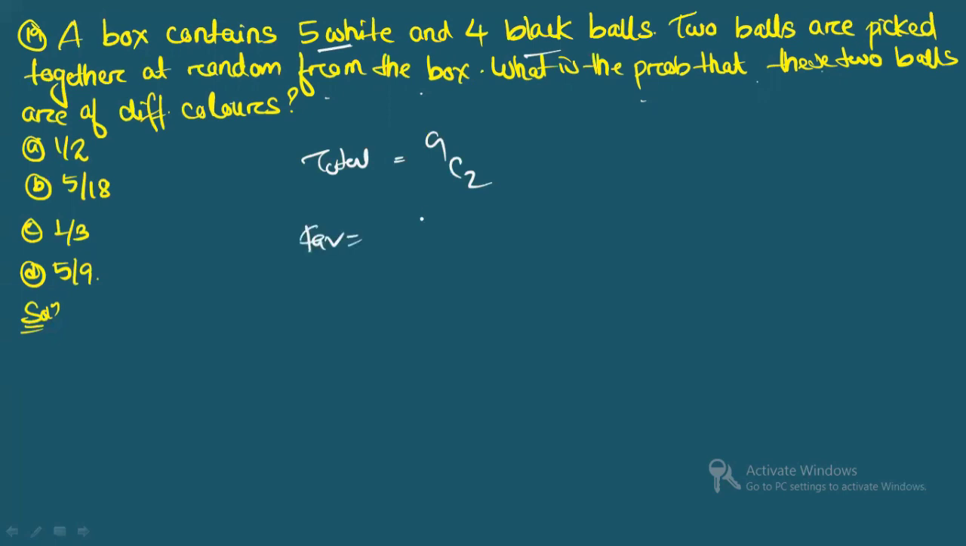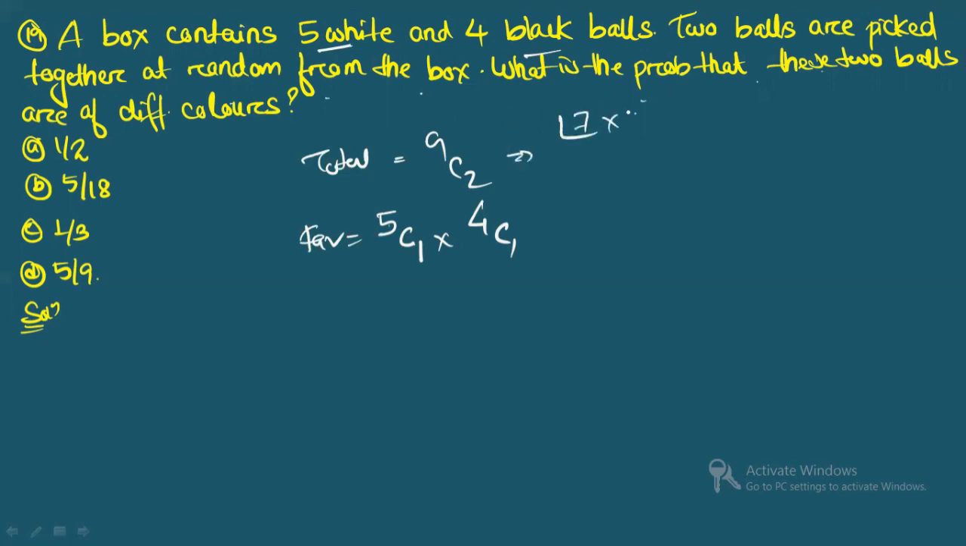Favorable, you see that you need what? Both the balls should be of different colors, right? So you see for the first one that the ball should be white. One ball is white, so it is 5 combination 1, right? And for the other one, 4 black balls, so it is 4 combination 1. This is the favorable because you need different colors, right? So calculate this.